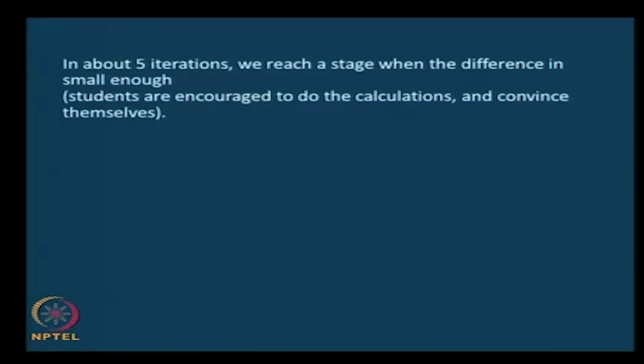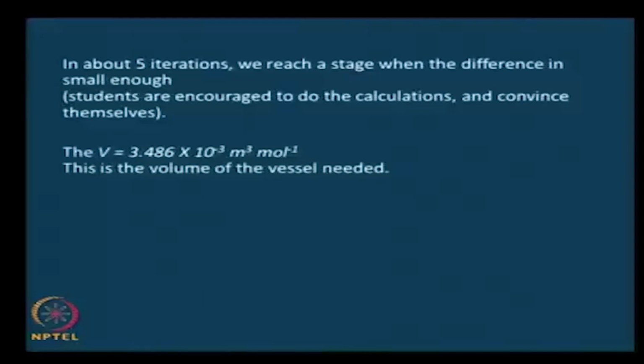Okay, you would have had enough time to do the calculations, see whether you got this value at the end of about 5 iterations, 3.486 into 10 power minus 3 meter cubed per mole. This is when the right hand side value is different from the left hand side value or the guessed value only by a small amount, an acceptably small amount, and thus we have reached the volume of the vessel that was needed, which is actually what we started out looking for in the exercise.